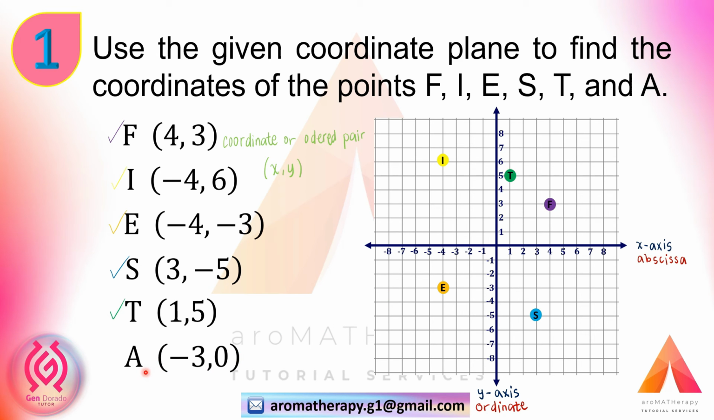Next, point A, negative 3, 0. Where is negative 3, 0? This is your negative 3. And ito yung 0 mo. Ito si Y. So, it's here. Quadrant 2.